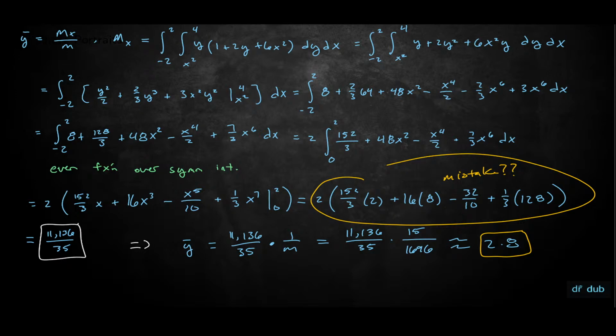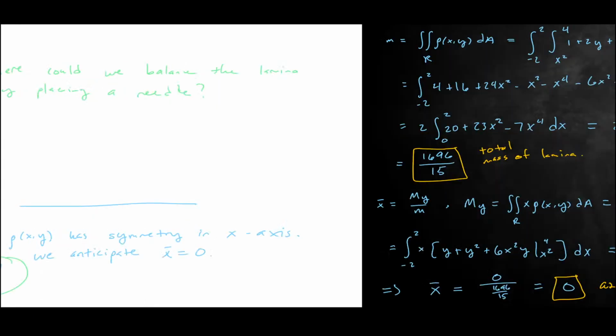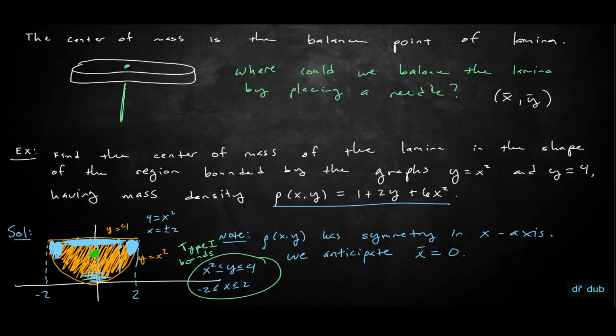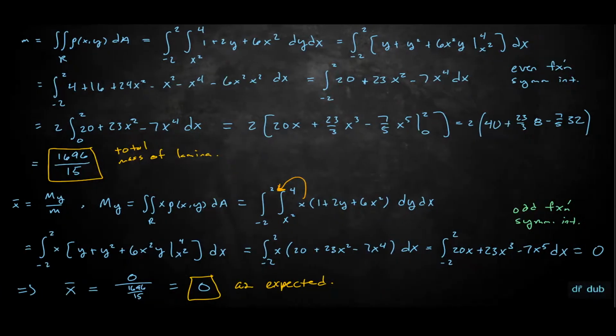So if we go back to the picture of our lamina, it makes sense. We thought our y bar would be closer to the top of the lamina because there's more mass at the top based on our density function. This 2y right here means that as y gets larger, the mass gets larger. The x is symmetric on both sides, so that's why x bar was 0.